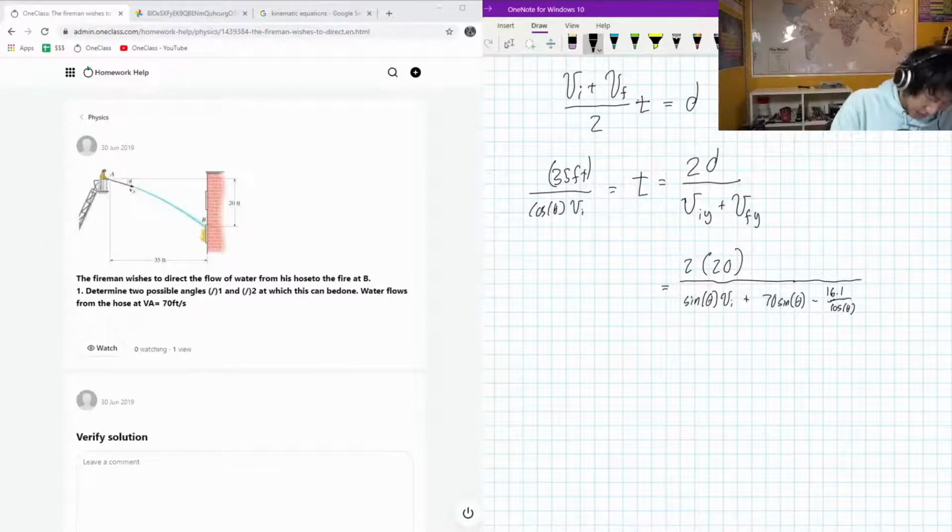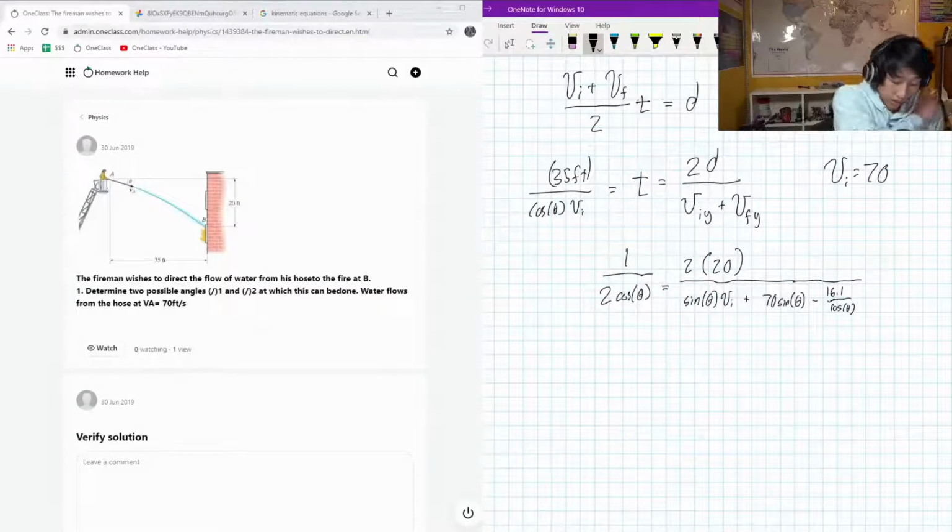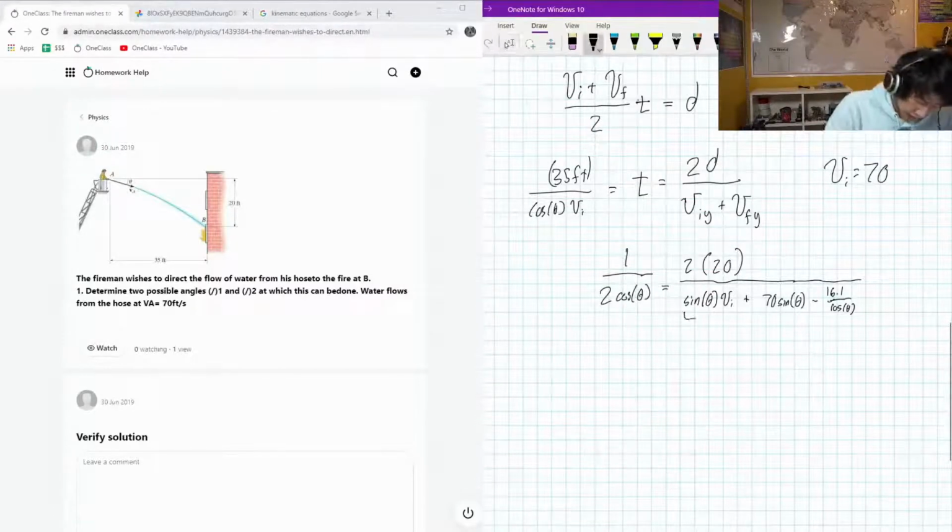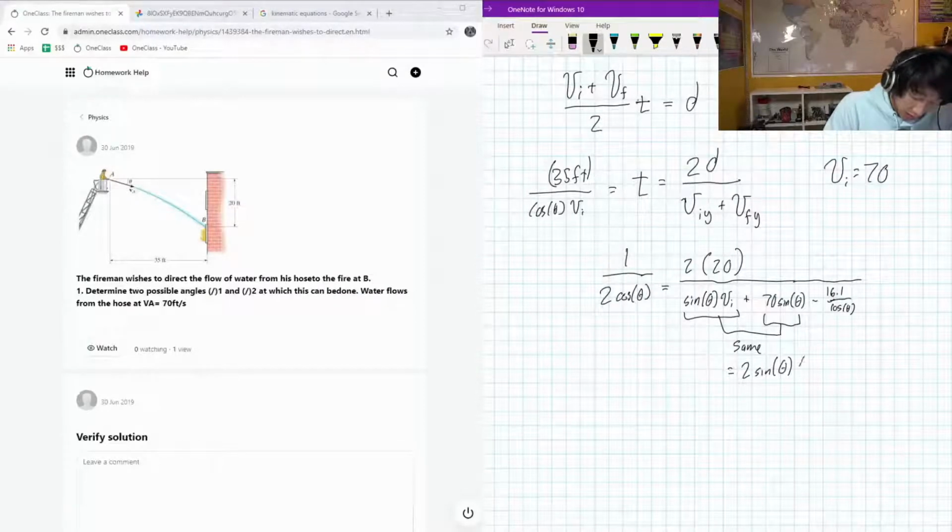Maybe on the next line. But so here, since VI is equal to 70, we're going to have 1 over cos theta. Okay, cool. So now we just need to do some math to make this a little bit easier. But you can see that here, these are the same term. So this is going to be equal to 2 sine theta times 70.